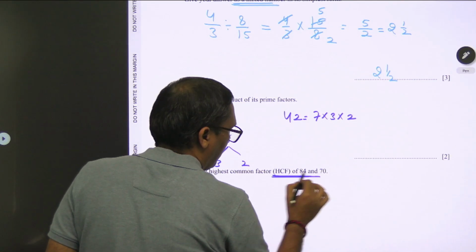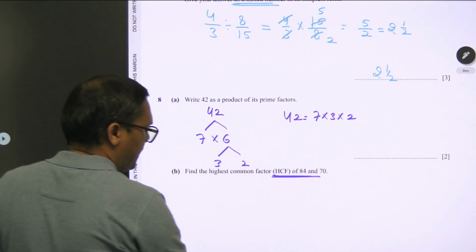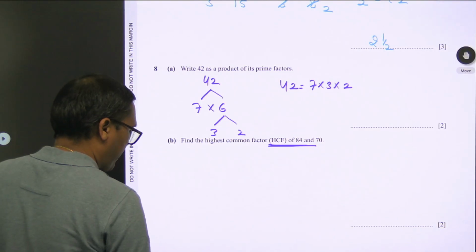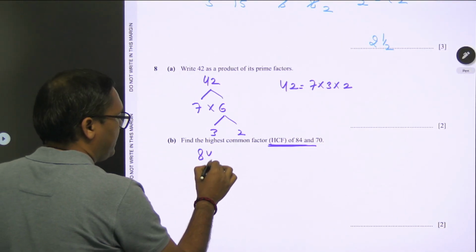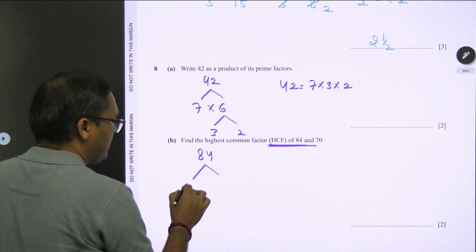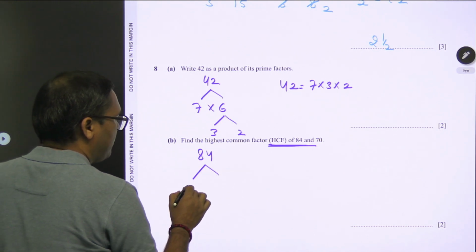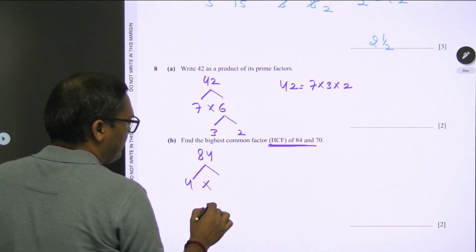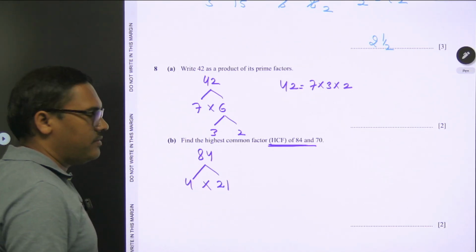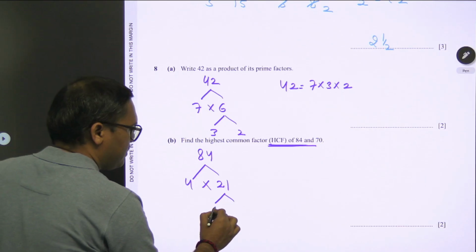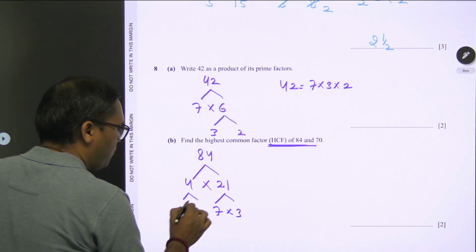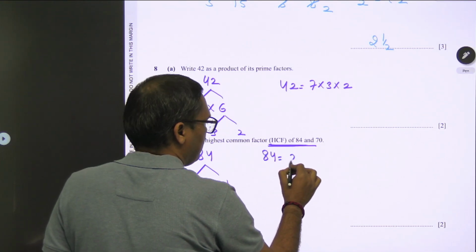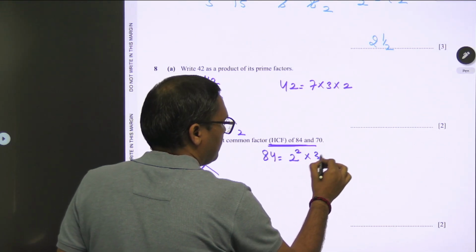highest common factor of 84 and 70. 84 and 70, you have to write the highest common factor. So what you can do is you can factorize 84. What is 84? If I divide by 4, let's say, this is 4 multiplied with 21, correct? And 21 is basically 7 into 3, and 4 is 2 and 2. So 84 is 2 square into 3 into 7.